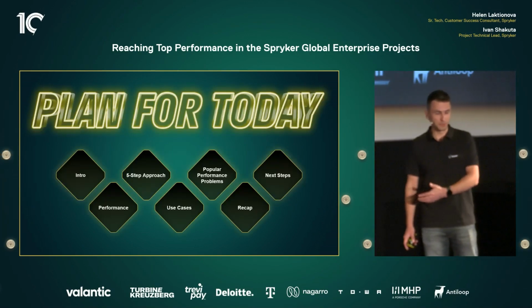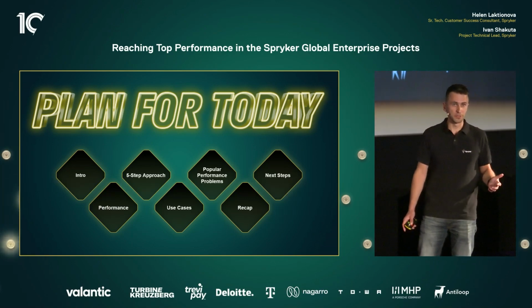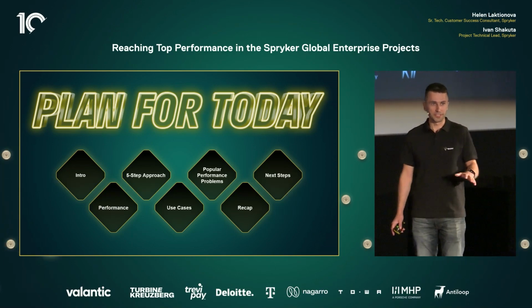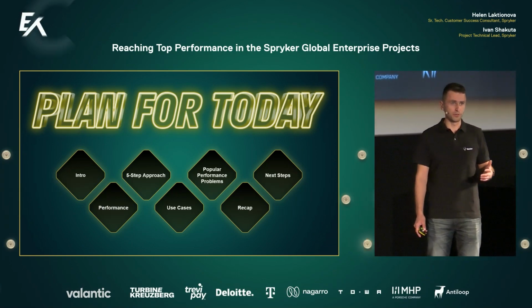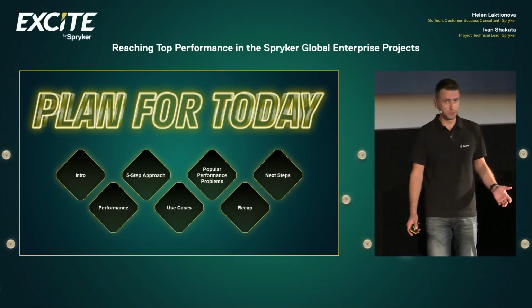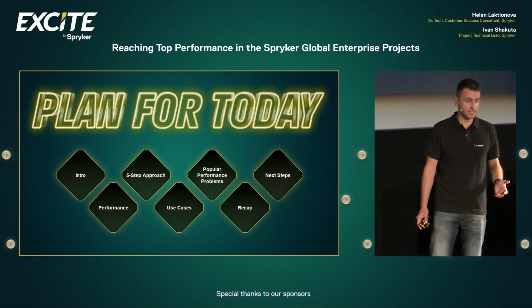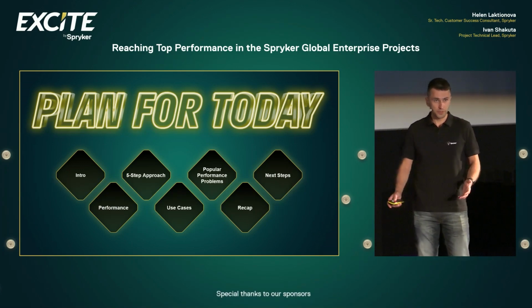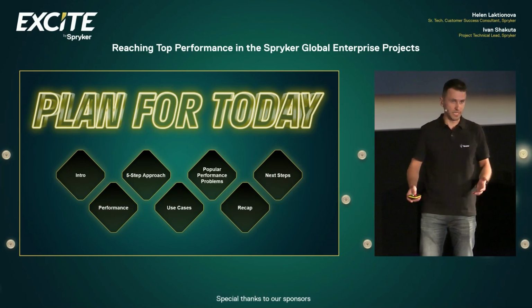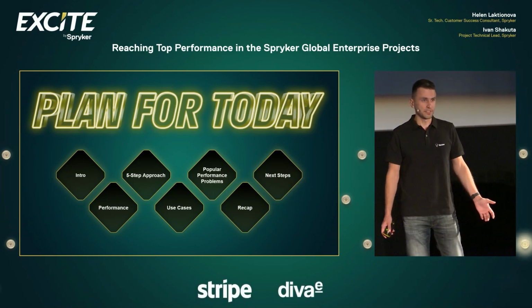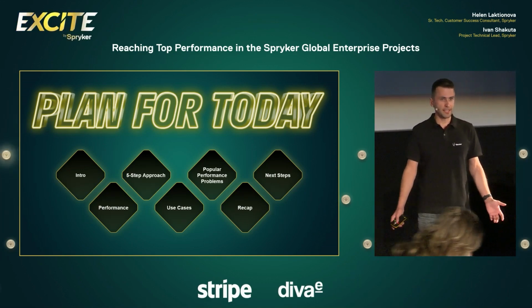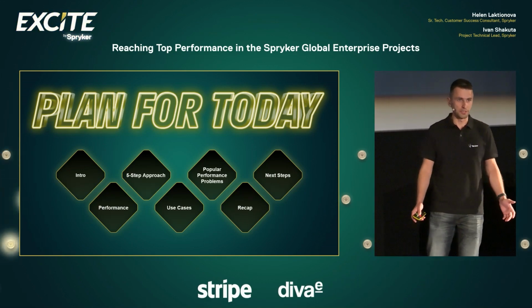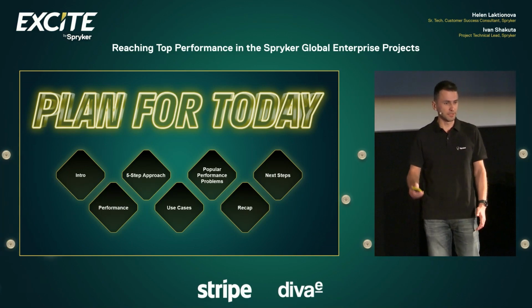So, our plan for today. We already introduced ourselves, and next we are going to align on what performance is or could be to be on the same page, and introduce our 5-step approach we are using for troubleshooting Spryker applications, and the use cases on how we use it exactly in practice and how you can use it. Then we discuss the most common performance problems we see in Spryker projects, and then we will try to summarize and discuss some next steps.